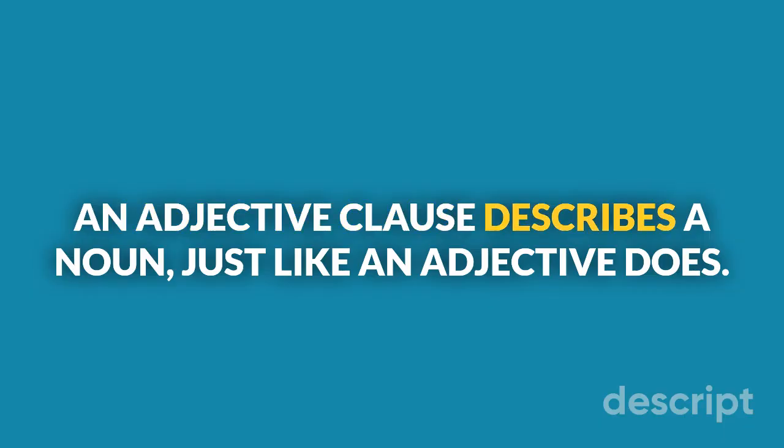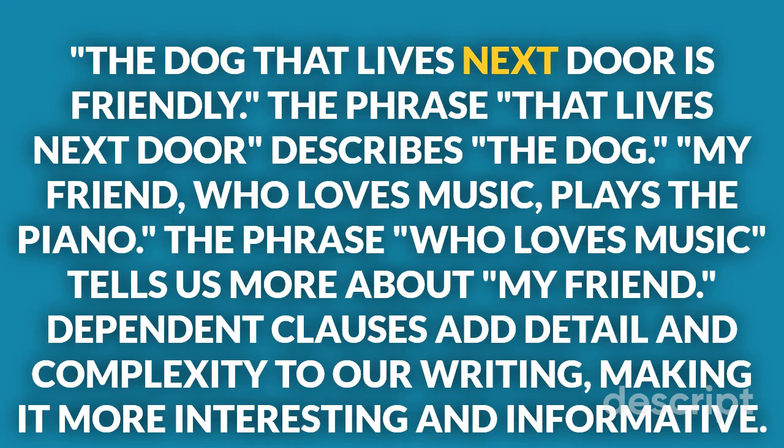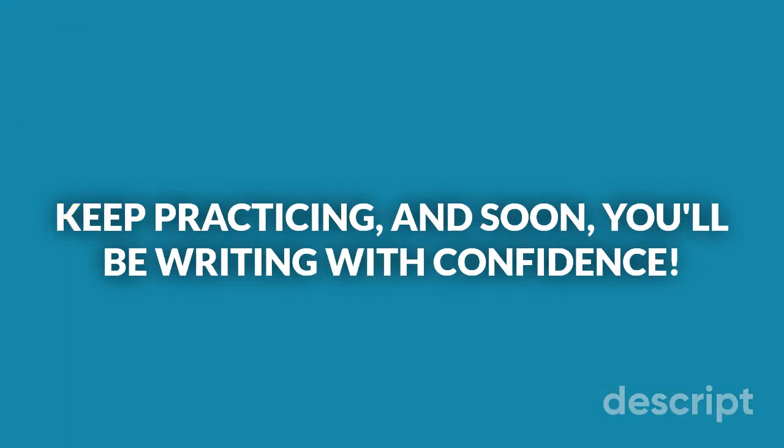An adjective clause describes a noun, just like an adjective does. The dog that lives next door is friendly. The phrase that lives next door describes the dog. My friend who loves music plays the piano. The phrase who loves music tells us more about my friend. Dependent clauses add detail and complexity to our writing, making it more interesting and informative. Keep practicing, and soon you'll be writing with confidence.